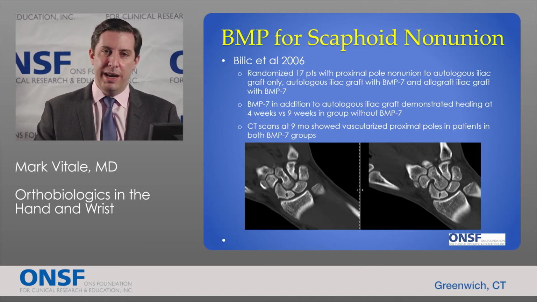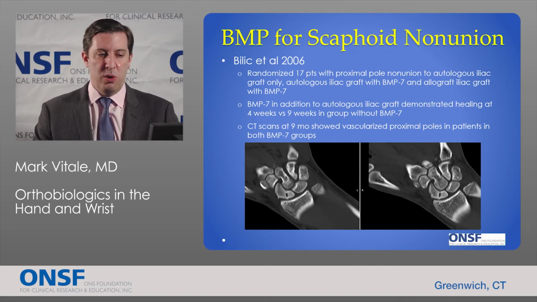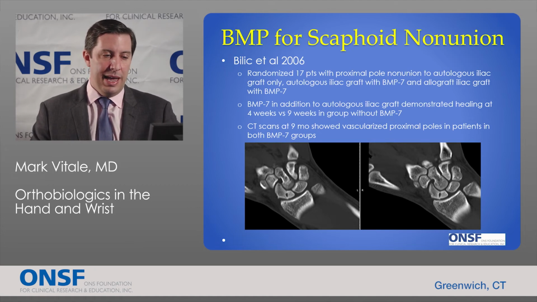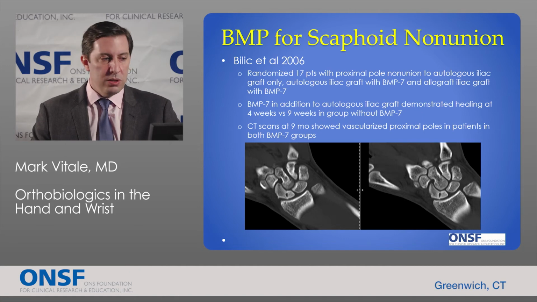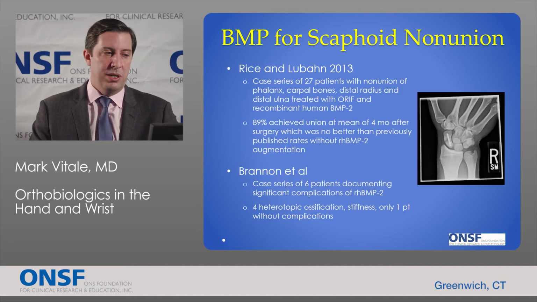And the group that had BMP7 with autologous bone graft had enhanced healing, had some evidence of healing at 4 weeks versus healing at 9 weeks in the groups without BMP. CT scans also showed vascularized proximal poles in the patients with BMP at 9 months. So some evidence that BMP7 can be a reasonable option.